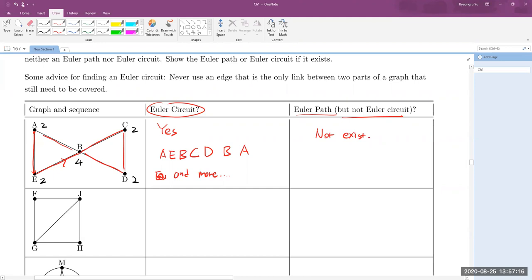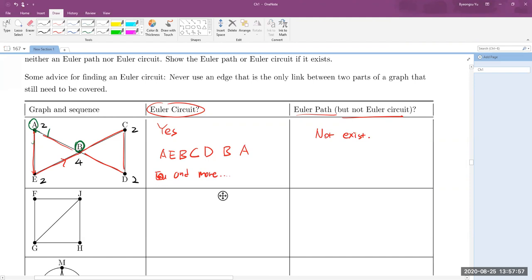Because, for example, you can try to find some Euler paths. An Euler path means that you need to use all the edges, right? But the starting point and the ending point should be different, because we just want to find an Euler path which is not an Euler circuit, right? But in that case, for example, if you think the starting point is A and the ending point is B, then there are no ways to cover one of the edges, right? Because each vertex has two edges connected, right?